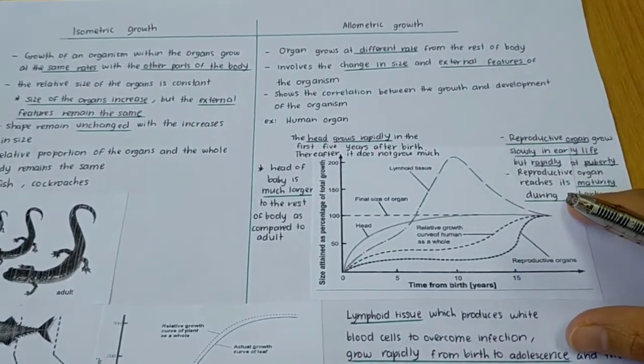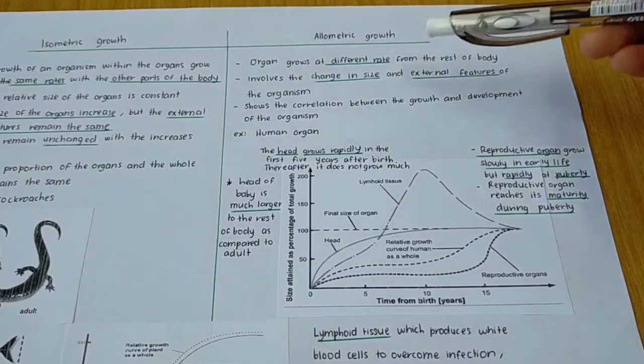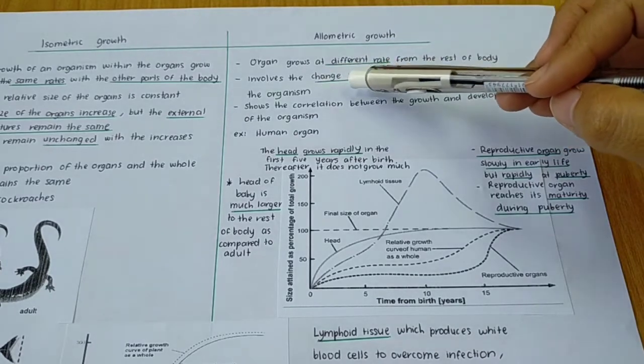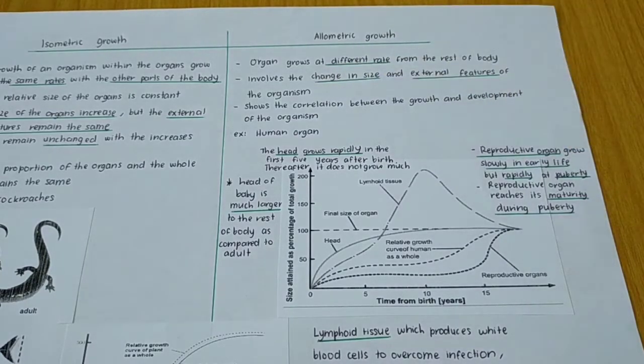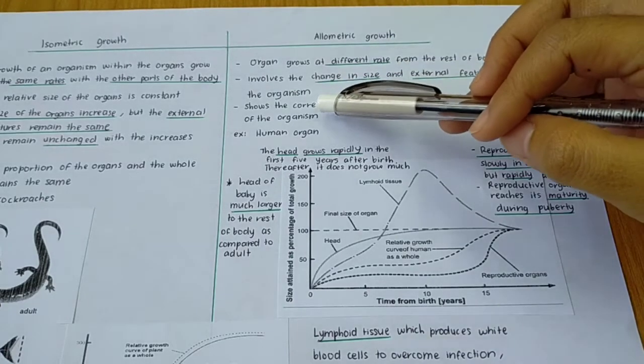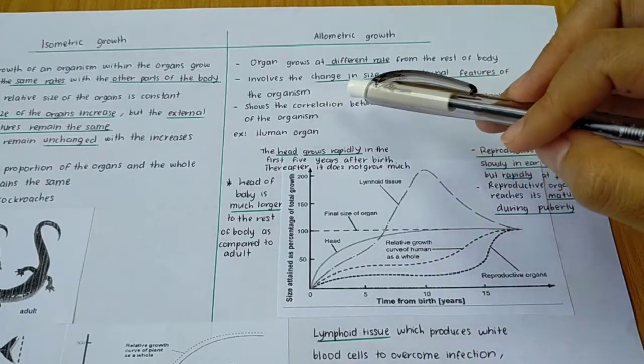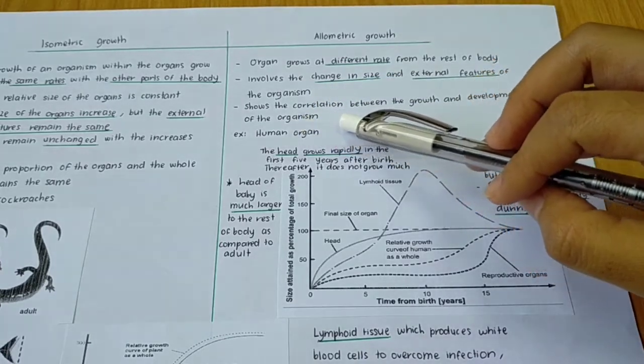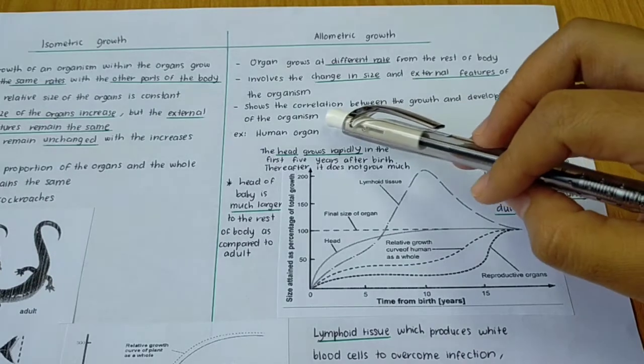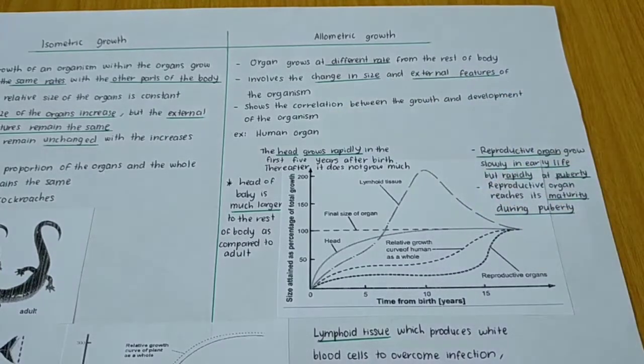Okay, so what is the difference with allometric growth? So for allometric growth, organ grow at different rate. So the keyword here is different rate from the rest of the body, and then it will involve the change in size and external features of the organism, and then it will show the correlation between the growth and development of the organism. So example for allometric growth is human organ.